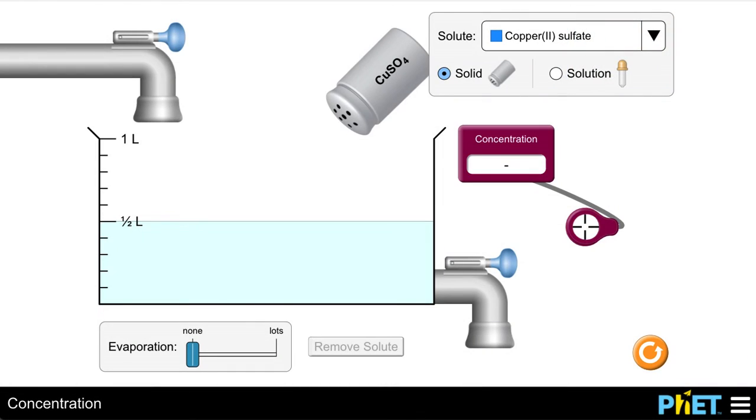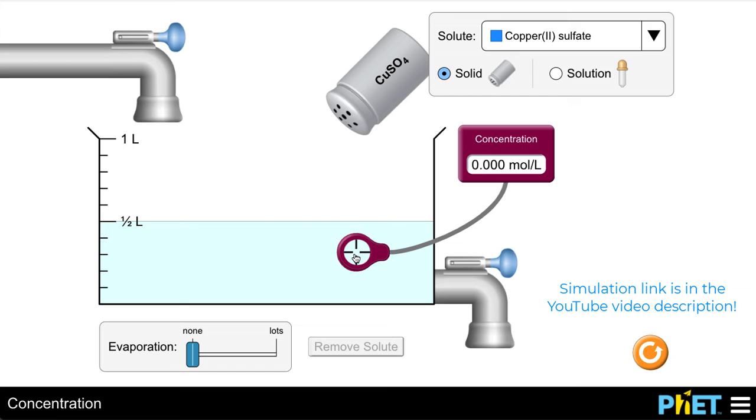Let's think about concentration using a PhET simulation. Concentration is often measured by conductivity meters, and those meters will often give you a reading either in parts per million, in grams per milliliter, or in this case in moles per liter. So it's telling me how many moles of a substance, in this case copper sulfate, CuSO4, would be found in 1 liter of this whole solution of water.